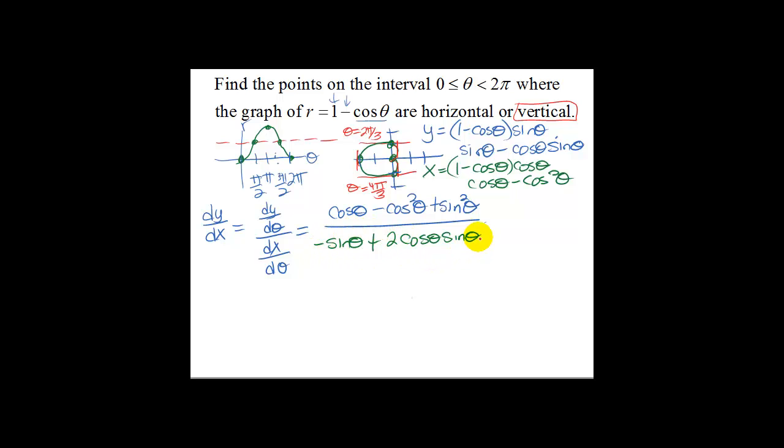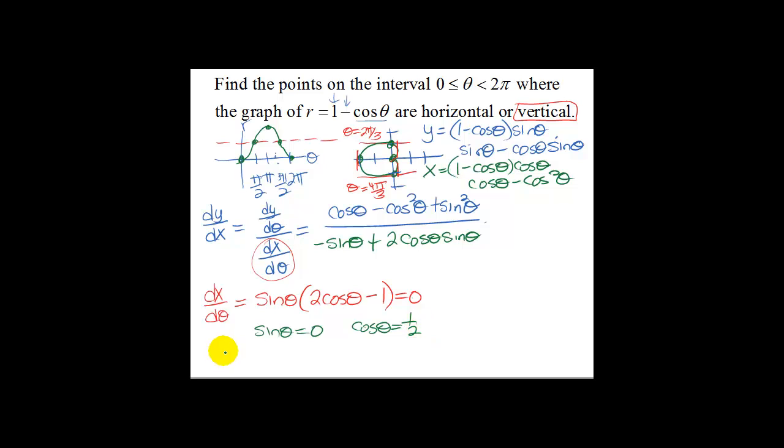Vertical tangents would be when the denominator is 0 but the numerator is not, when the change in x with respect to theta is 0 but the change in y is not also 0. So let's look at that change in x with respect to theta and put it equal to 0, and I'm going to factor out a sine theta while I'm doing this. I think I'll write this one first: 2 cosine theta minus 1, and that equals 0. So that equals 0 when sine theta equals 0 or when cosine theta equals 1/2.